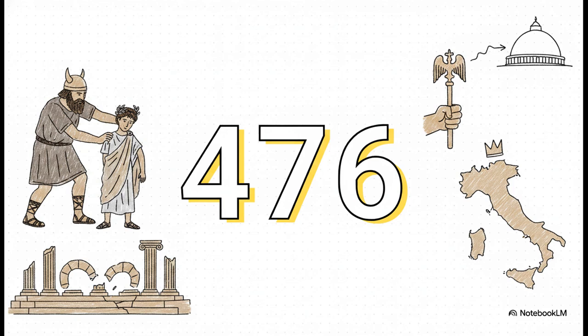The definitive end arrived in 476 AD. A Germanic warlord named Odoacer simply deposed the very last Western emperor, a kid named Romulus Augustulus. And Odoacer didn't even bother taking the title of Western emperor for himself. He literally just packed up the imperial insignia, mailed it off to the surviving emperor in the east, and ruled Italy himself. Just like that, the Western state was gone.